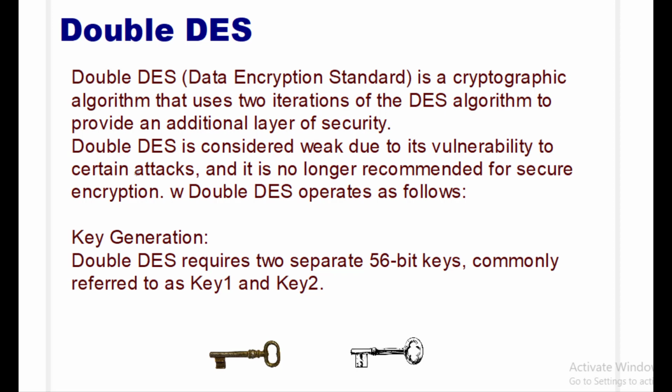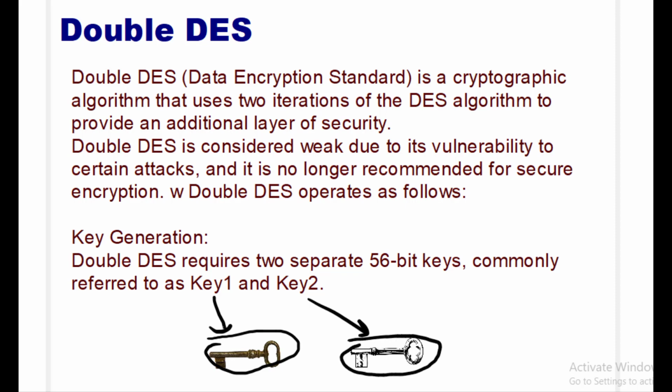Now there is some vulnerability with this also. Double DES is considered weak due to its vulnerability to certain attacks. We'll see that. Of course it is not recommended. Now how does this work? Double DES requires 2 separate keys. We can assume this is the K1 key and this is the K2 key, of course not a physical key. The key is some combination of bits. So 2 keys are used, and each key is of 56 bits. So 2 different 56-bit keys are used.